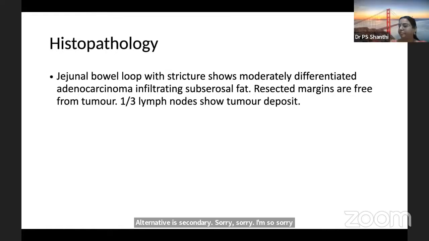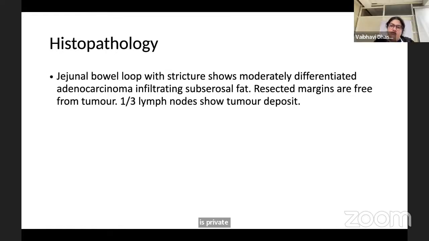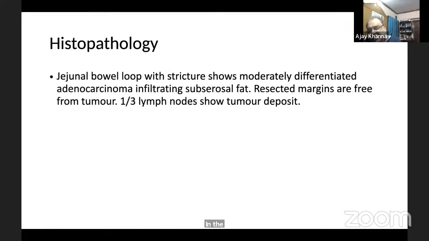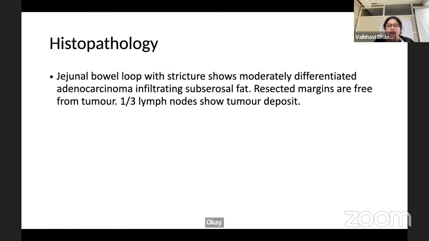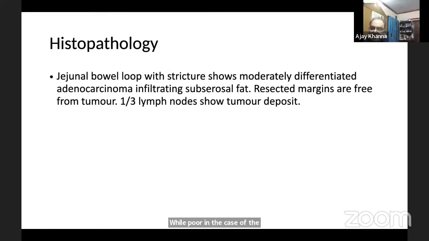Virulence of the bacteria is much higher in the case of the ulcerative variety as compared to the hyperplastic, and host defense is better in the case of the hyperplastic variety, while poor in the case of the ulcerative variety. So these are the various differences between the primary hyperplastic and the secondary ulcerative variety.